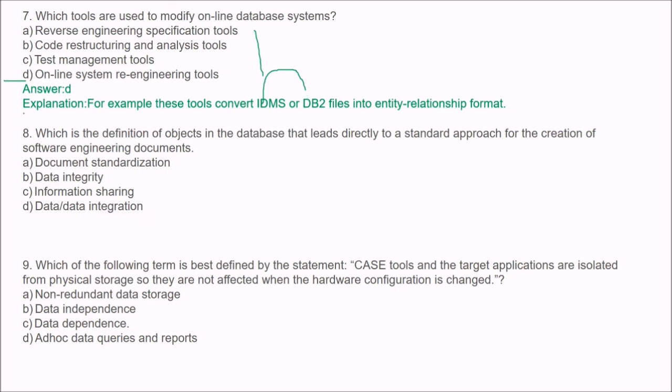Which is the definition of objects in the database that leads directly to a standard approach for the creation of software engineering documents? Which is the definition of objects that lead directly to the standard approach for the creation of software engineering documents? These are options for you. The answer is document standardization.